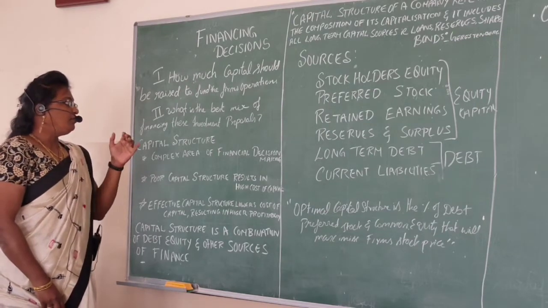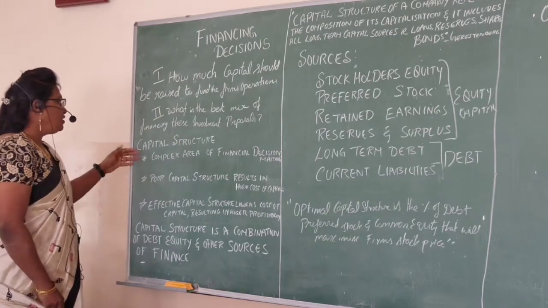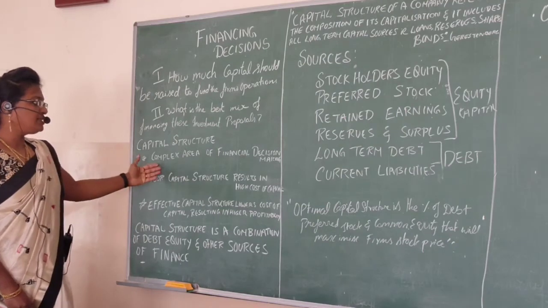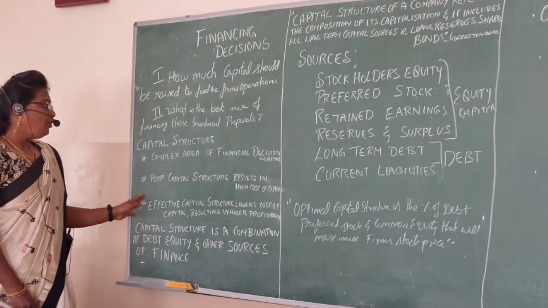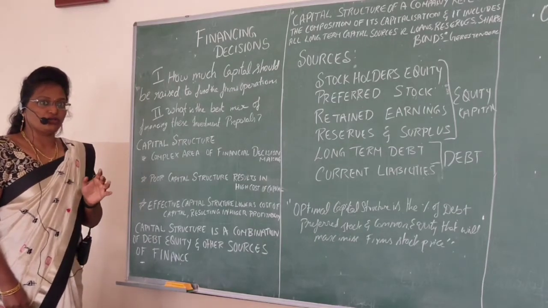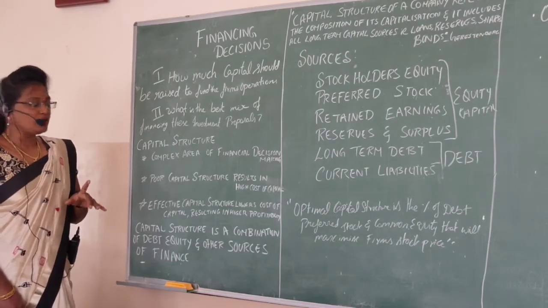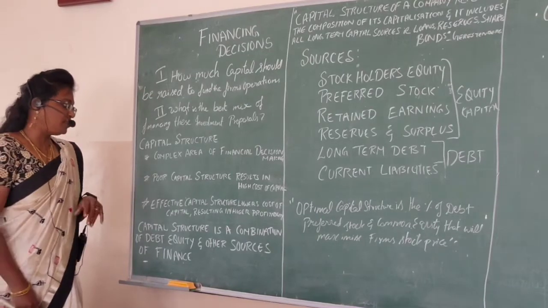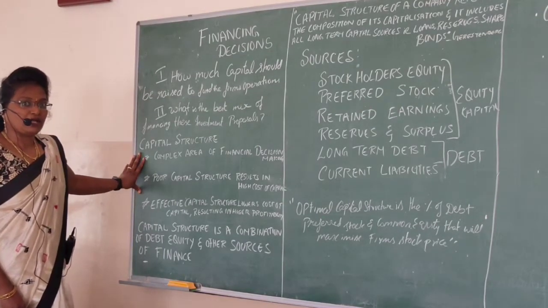This is what I can call the capital structure. So what is the capital structure? It is a complex area of financing decision making. A poor capital structure results in high cost of capital, and an effective capital structure lowers the cost of capital, resulting in higher profitability. That is the importance of capital structure.